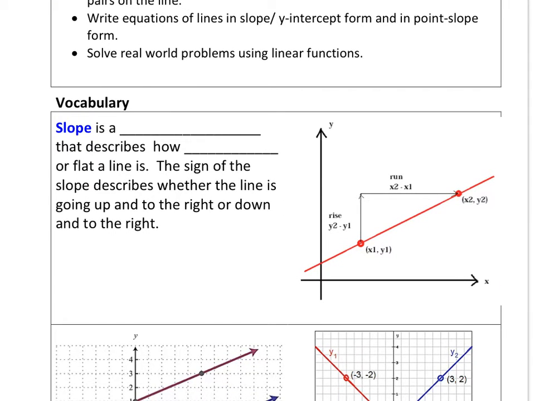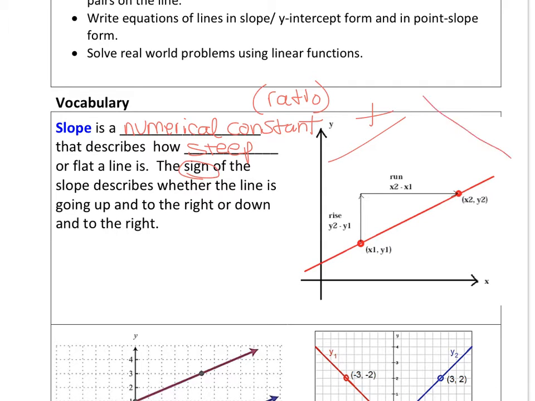Okay, so the slope is, as we talked about last week, a number. So it's a numerical constant, meaning unchanging. It doesn't have a variable in it, and specifically it's a ratio, rise over run. Sorry about my mess of writing. It's really trying to show numerically how steep or how flat a line is, and the sign of the slope is describing whether the line is going up and to the right or down and to the right. So in my diagram over here, I have a positive slope, but if we were going downhill, left to right, then it would be a negative slope.